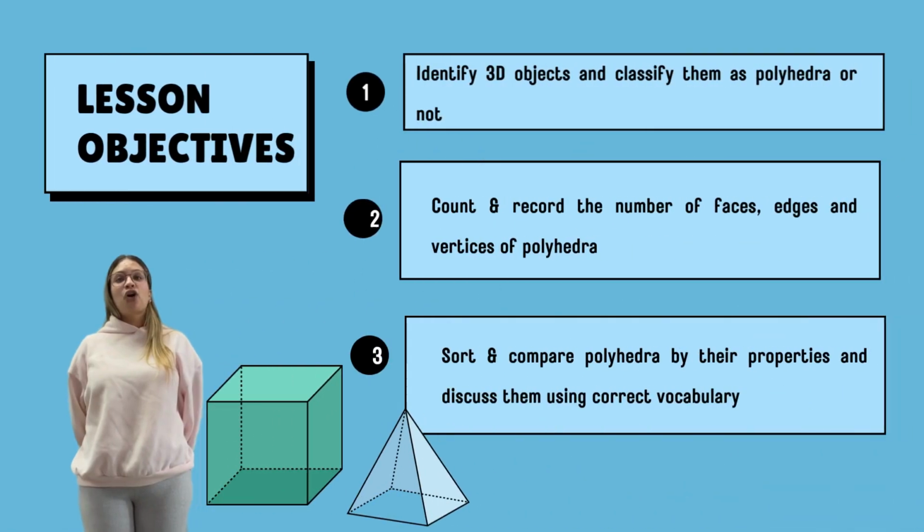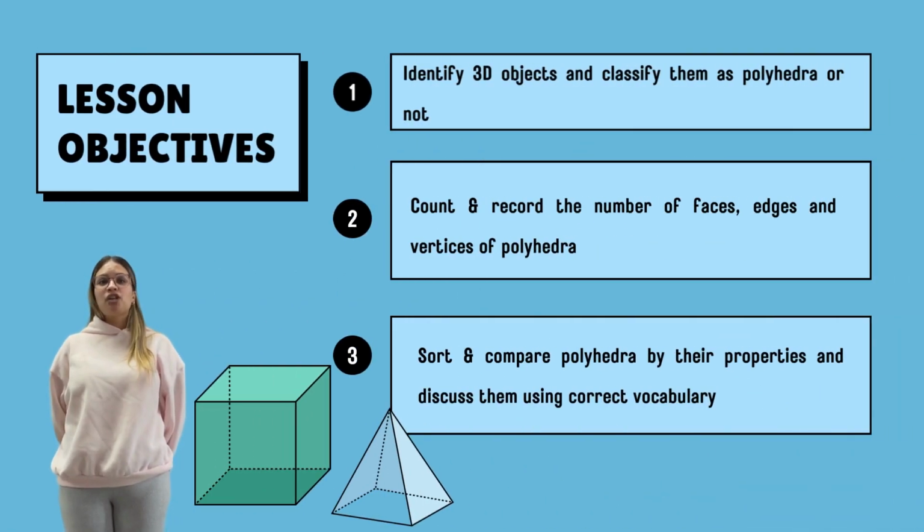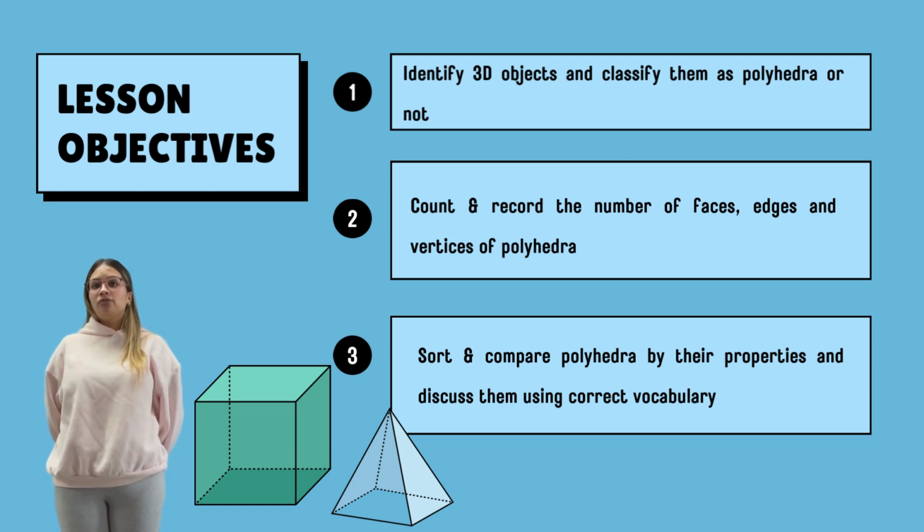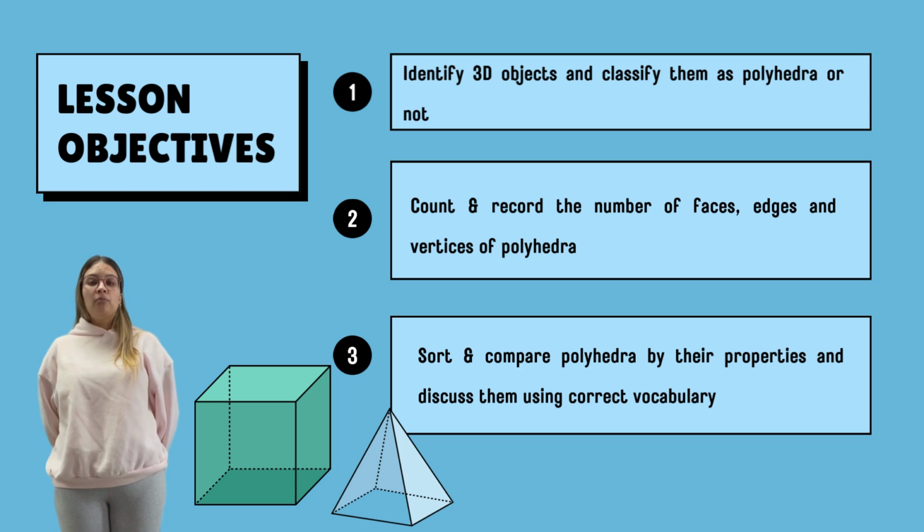Today's lesson objectives are: identify 3D shapes and classify them as polyhedral or not. Count and record the number of faces, edges, and vertices of a polyhedral. Sort and compare the polyhedral by their properties and discuss them using the correct vocabulary.